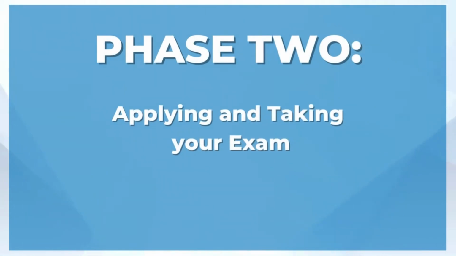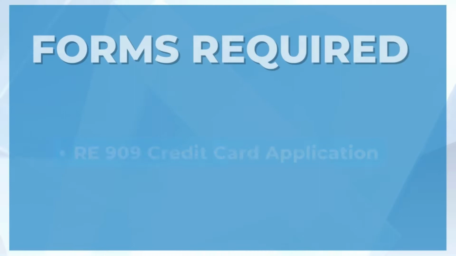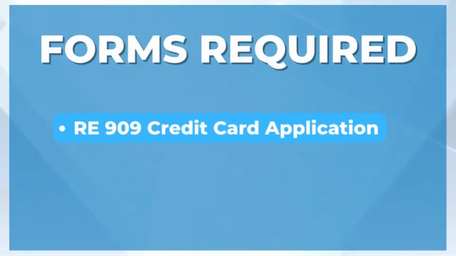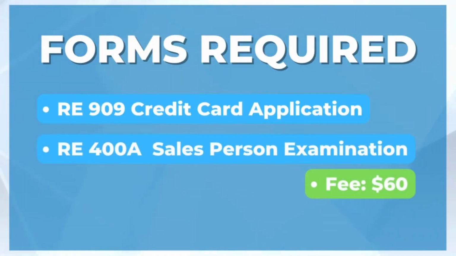Phase 2, applying and taking your exam. A quick heads up here, there will be multiple forms that will need to be filled out. It was a bit confusing for me, so I went ahead and listed them down below in order. Hope it helps. So the first few forms you'll need to fill out in order to take your exam are the RE 909 credit card application. This is just to get your billing information for all of your examination fees. Followed up by Form RE 400A Salesperson Examination, which comes with a fee of $60.